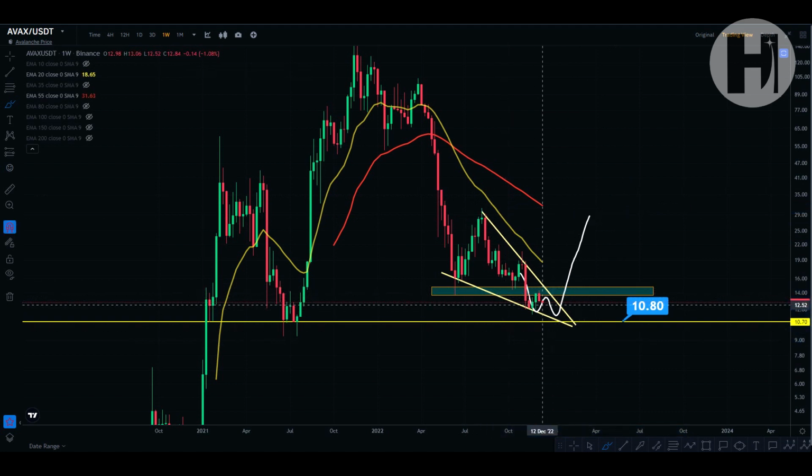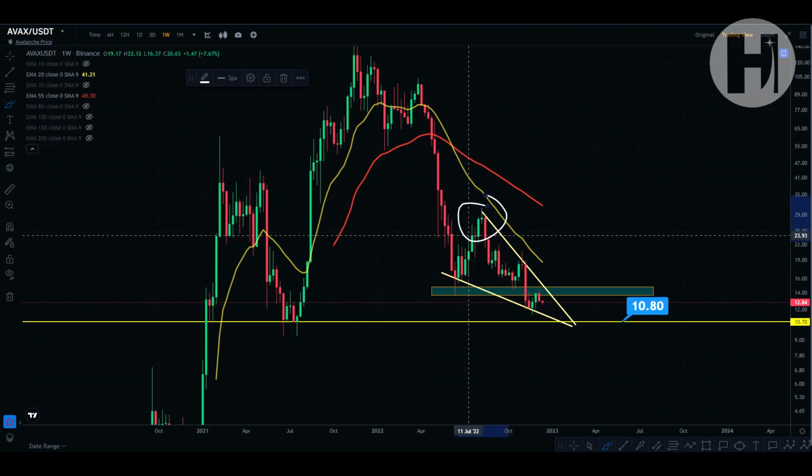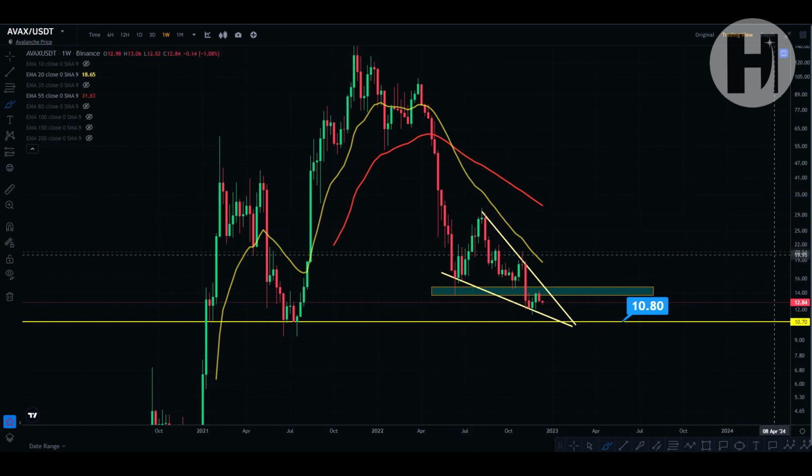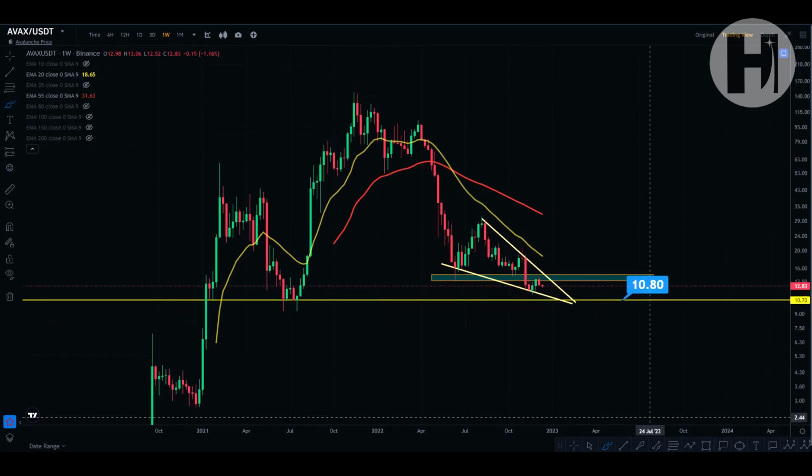And obviously for that, Bitcoin needs to show some strength as well. Bitcoin needs to break above its August high, and only in that case can we say that altcoins have bottomed.